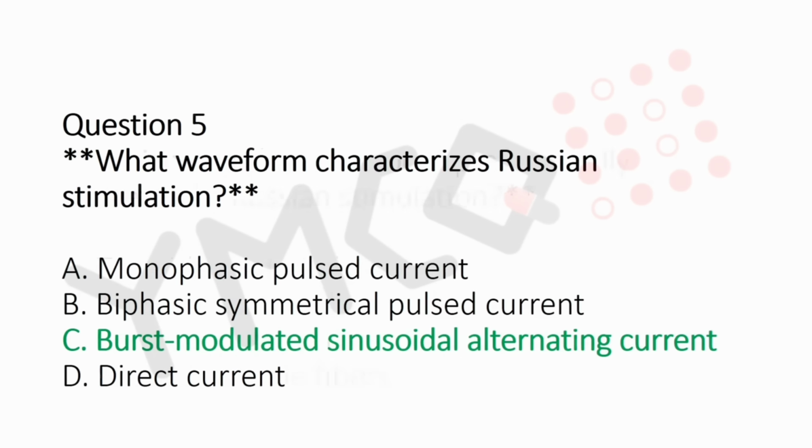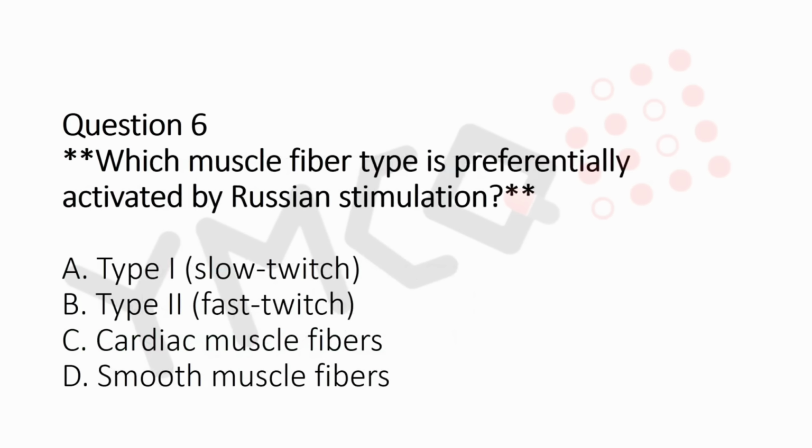Now let's move to question number 6. Which muscle fiber type is peripherally activated by Russian stimulation? Option A, type 1 slow twitch. Option B, type 2 fast twitch. Option C, cardiac muscle fibers. Option D, smooth muscle fibers. And the answer is option B, type 2 fast twitch.